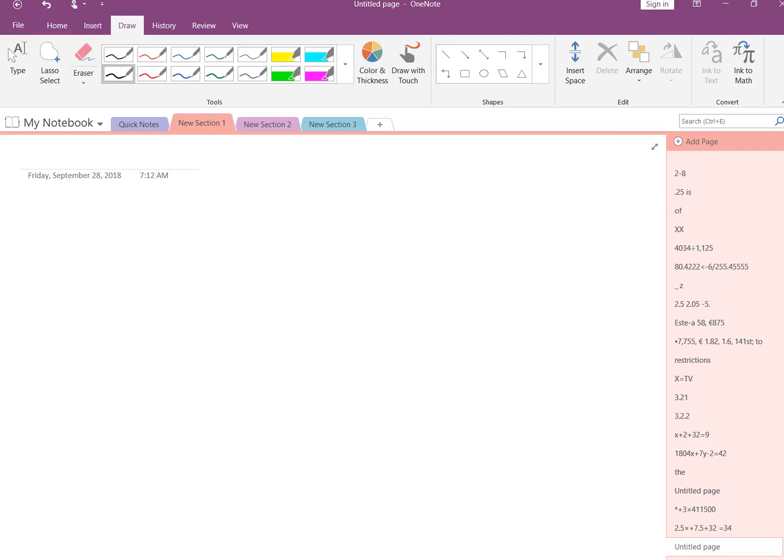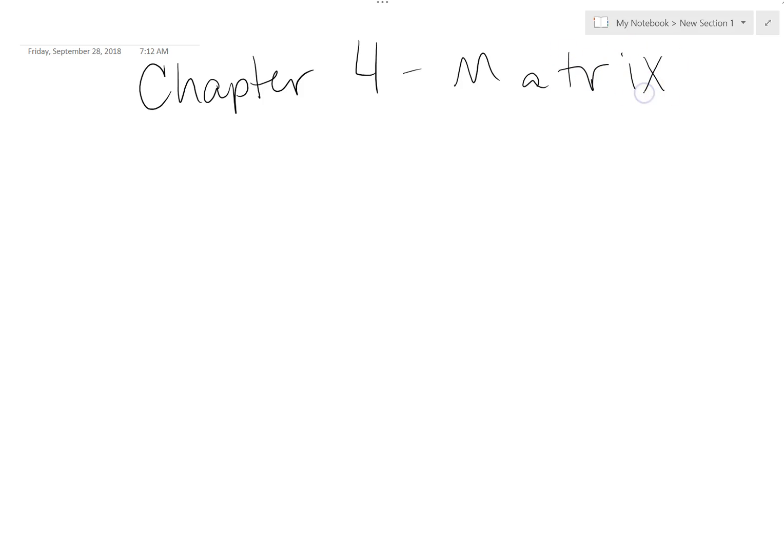Okay, guys, let's talk about chapter 4 for just a little bit. Chapter 4 is all about matrices. So, if you have one, it's called a matrix. It's just a little vocabulary overview.